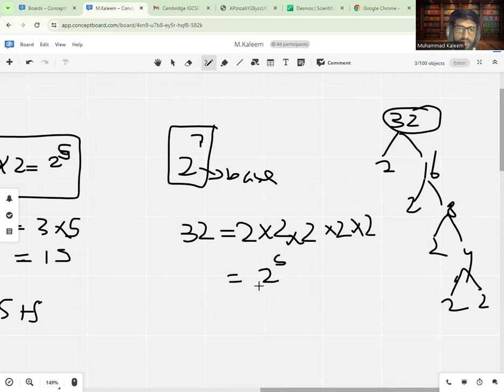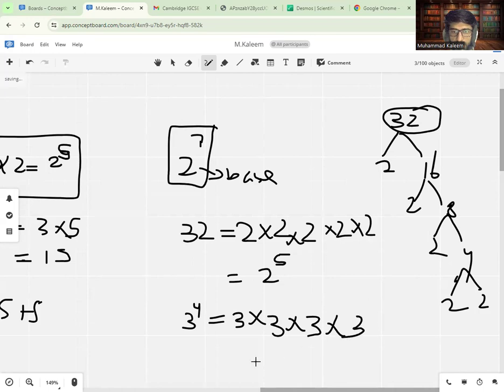And the same way, we can go back vice versa. Like if we want to change our index notation into basic numeral, how do we change it? Like if I said that you have to change this index number into basic numeral, how can we change it? You just have to write this 3 four times, 3 times 3 times 3 times 3. So that is equal to 81.